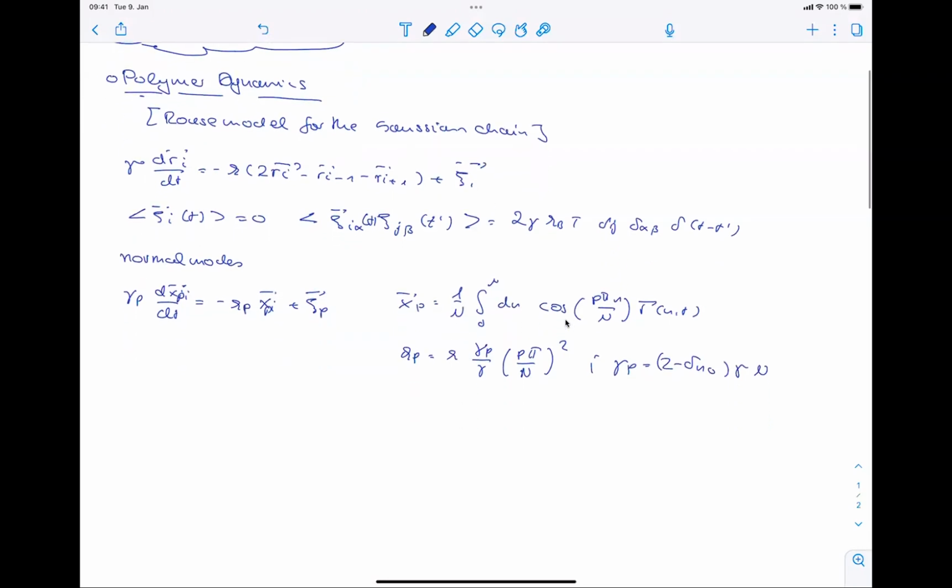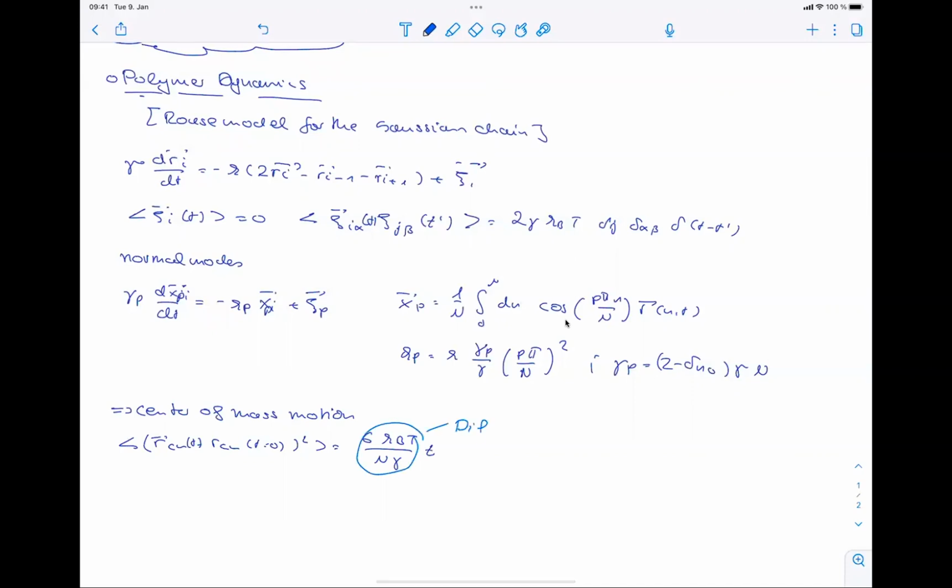And with going to normal modes, we then had access to the dynamics, and we saw that the center of mass motion is diffusive, following t equals 0. A diffusion, a diffusivity that increases with temperature. And so this is the diffusivity.